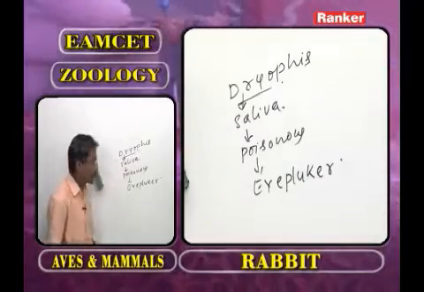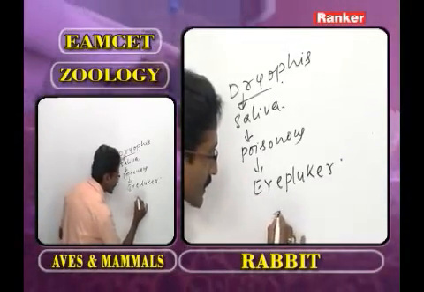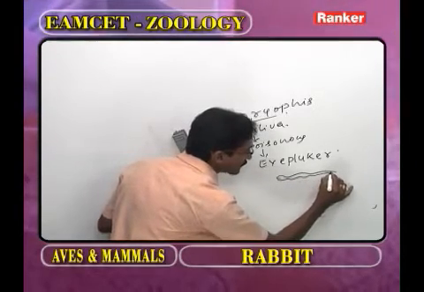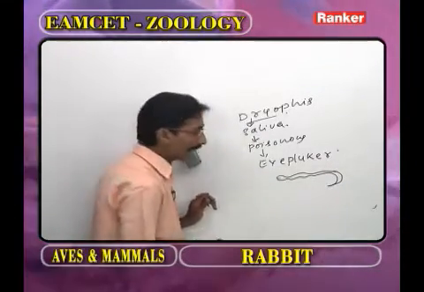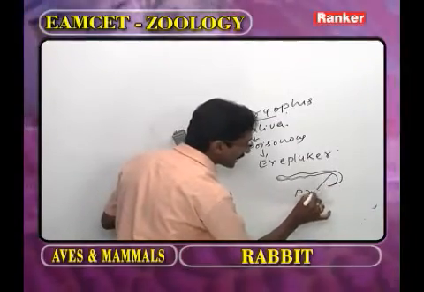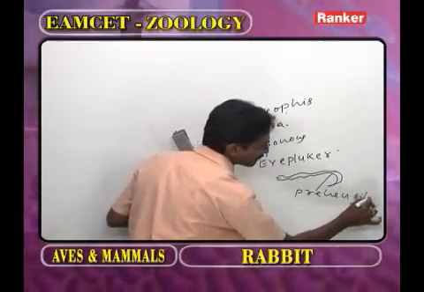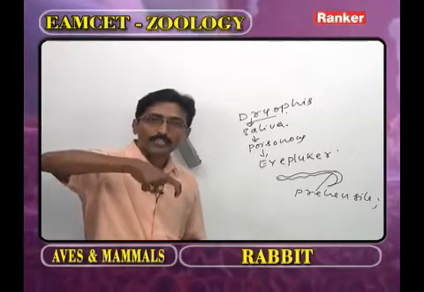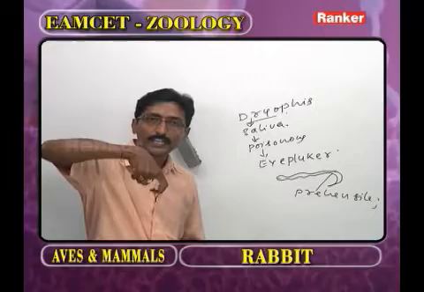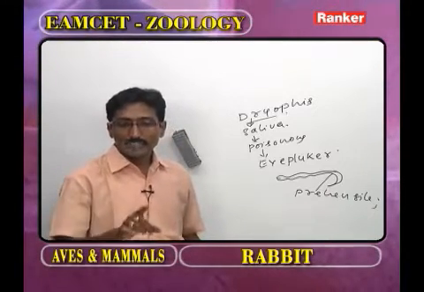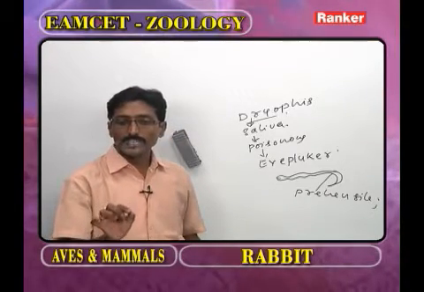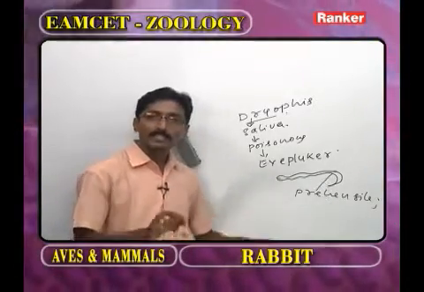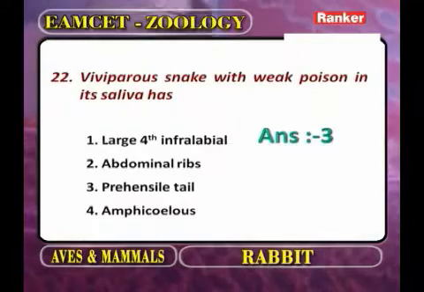As we observe the dryophis, this is the dryophis snake. In the dryophis, as we observe, the tail is curved. Such a tail we call prehensile. What is meant by prehensile tail? The tail is curved. If the tail is curved ventrally, it is called prehensile. Now here, viviparous snake with weak poison in its saliva has what type of tail? The prehensile tail. Now we go for the next question.